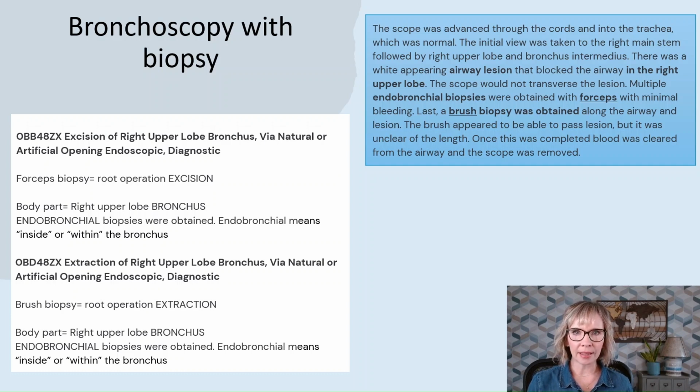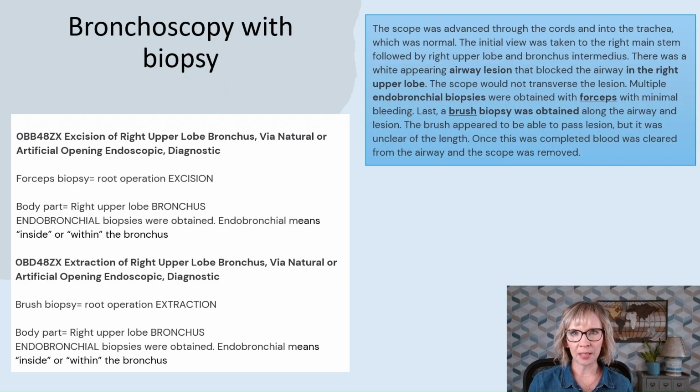In this case, they did multiple biopsies utilizing two different methods, so we'll need to use two codes. First, they obtained several endobronchial biopsies of the right upper lobe using forceps. Then they obtained a brush biopsy of the right upper lobe as well.